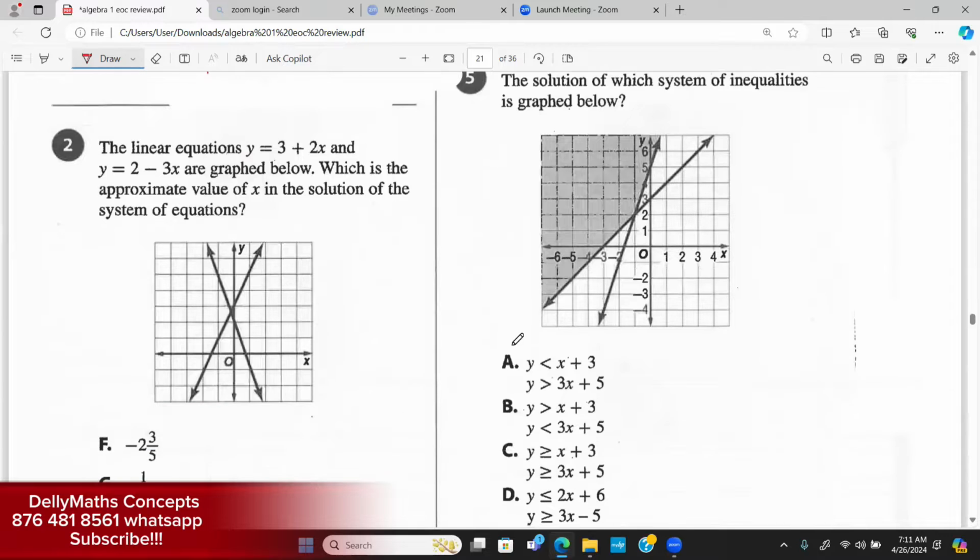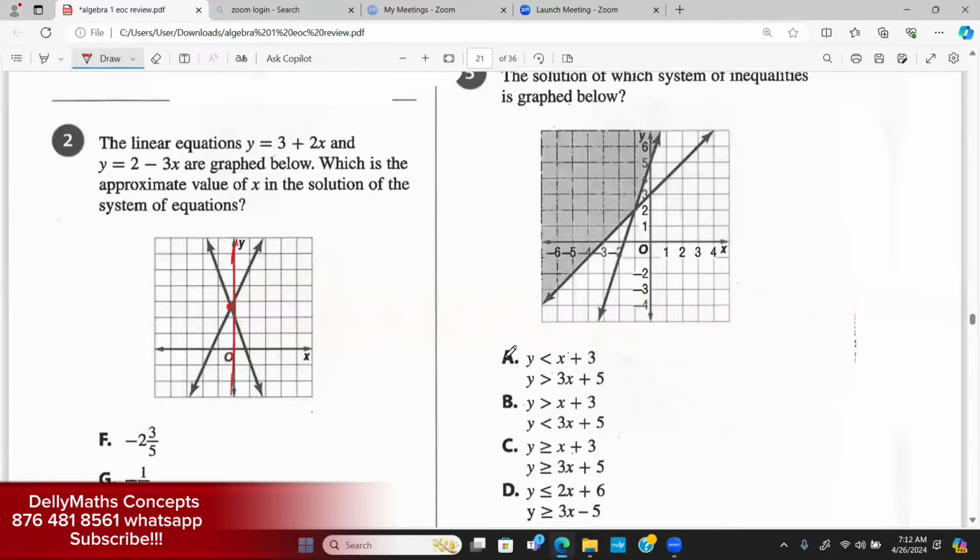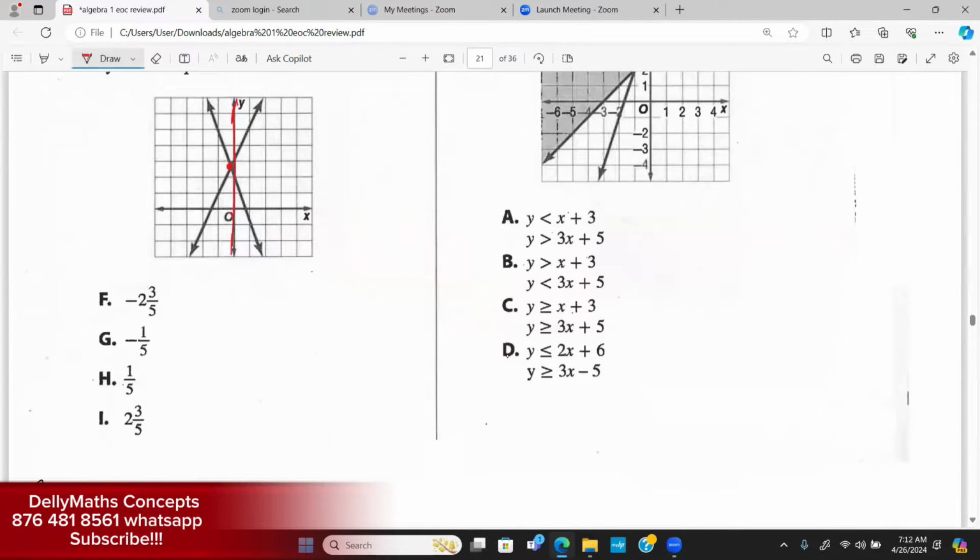The linear equations y equals 3 plus 2x and y equals 2 minus 3x are graphed below. Which is the approximate value of x in the solution for the system? Again, we look to see where the two lines intercept. Here x is 0, and the intersection is to the left of it, so my x value must be a negative number. So these two are out.